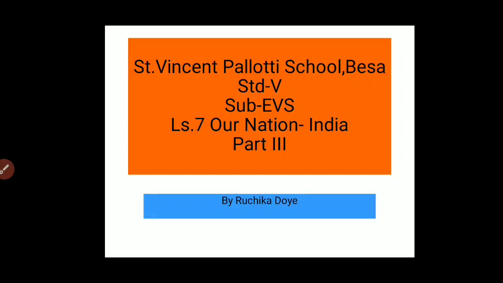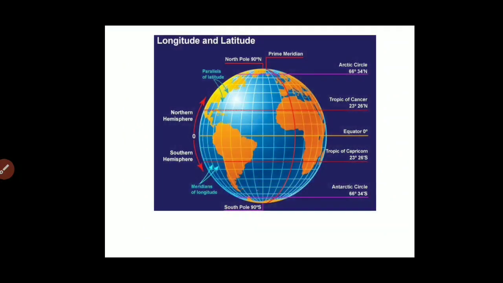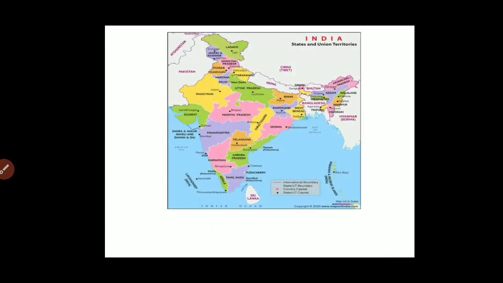Good morning once again in EVS class with your 7th lesson, that is Our Nation India part 3. In first part we have seen about our nation, that are the longitude, latitude, and how to locate the position of India in world map. Whereas in second part we have seen what are the states, its capital, and the union territories of India.